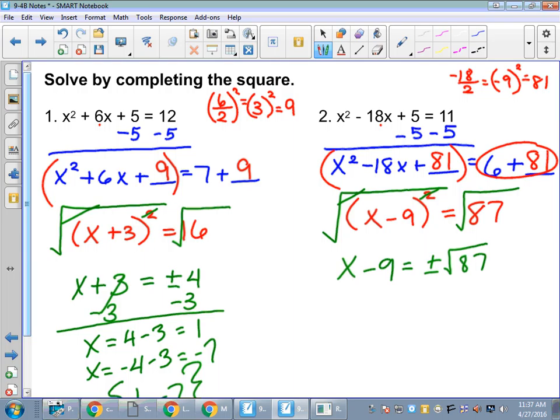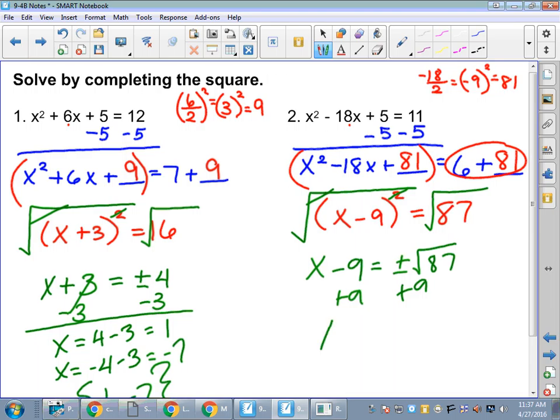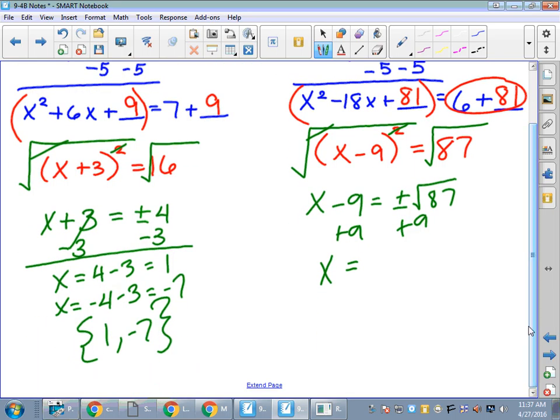So we're going to add 9 to both sides. And so here's what x is equal to. X is equal to two different values. It's equal to 9 plus the square root of 87. And x is also equal to 9 minus the square root of 87. Just want to point out, 9 is positive in both cases because we added 9 to both sides. The only thing that changes signs is the square root.